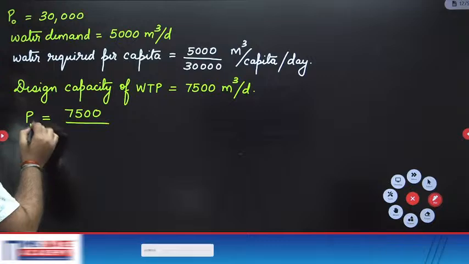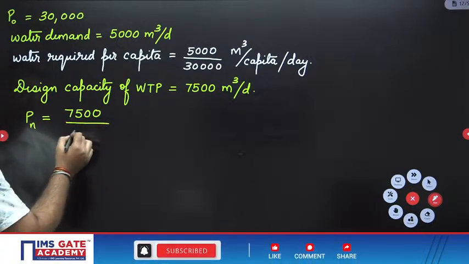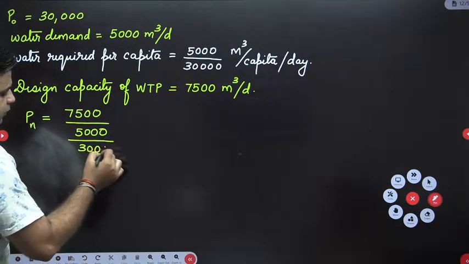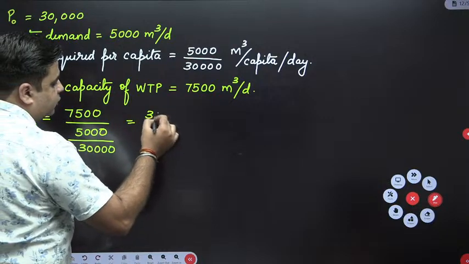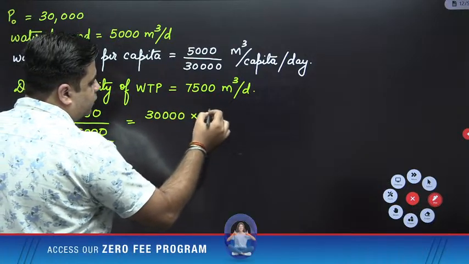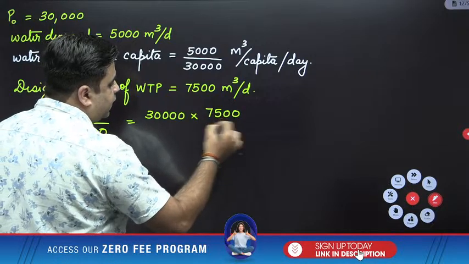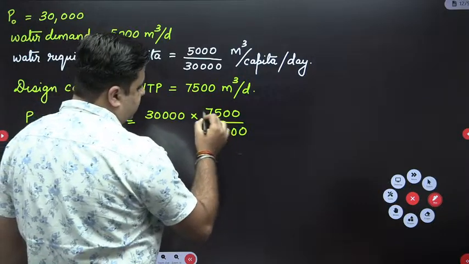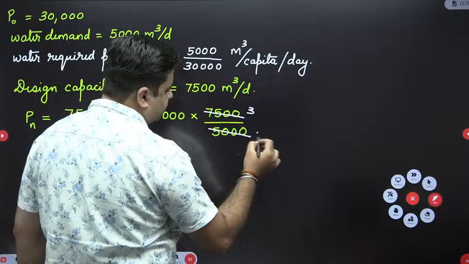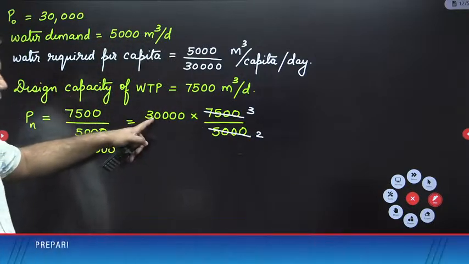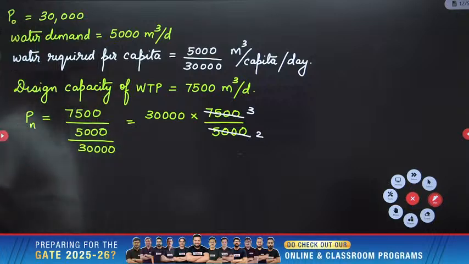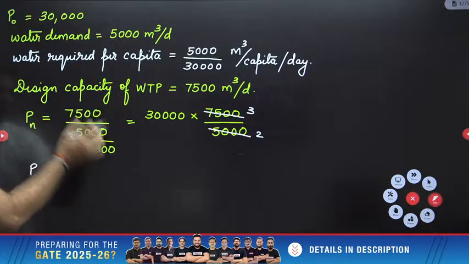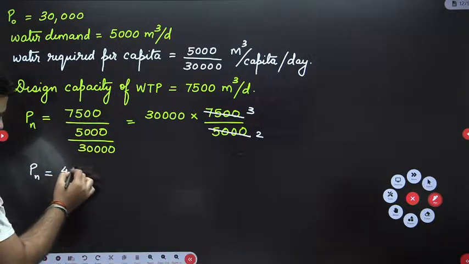This is the population after n years, which is 7,500 divided by 5,000, whole multiplied by 30,000. So this will be equal to 30,000 into 7,500 divided by 5,000. Please do the calculation. I think this will be 3 times and this will be 2 times. So this will be 15,000, and 15 into 3 is 45,000. So the population after n years that will consume 7,500 meter cube per day of water is 45,000.